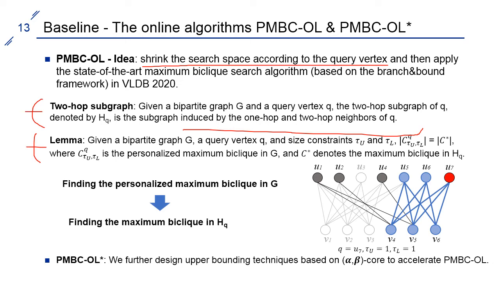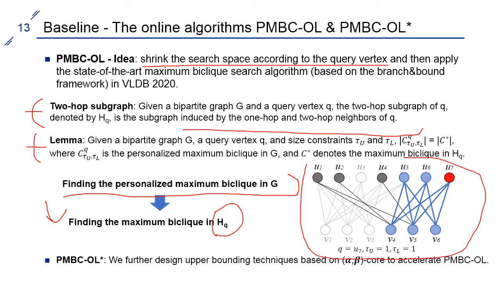And we have this lemma. Given a bipartite graph G, finding the personalized maximum biclique in G is equal to finding the maximum biclique in H_Q, where H_Q is the two-hop subgraph of Q. Following this example, if we want to find the personalized maximum biclique of U7, firstly we can find the H_Q of U7, which contains the vertices U1, U2, U4, and U5 to U7, and V4 to V6. Then in this subgraph, we run the maximum biclique search algorithm, and we will find the maximum biclique containing these 6 vertices.